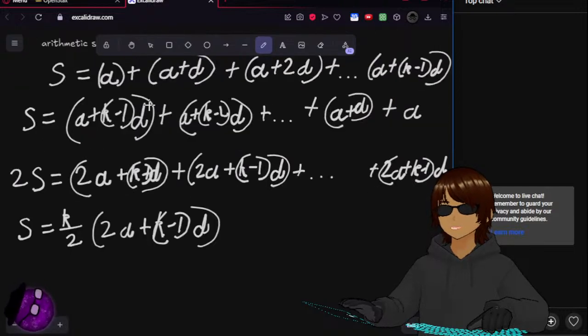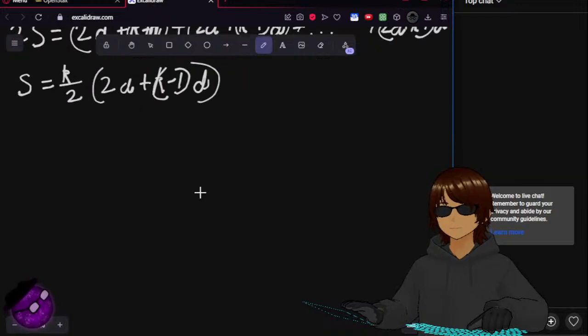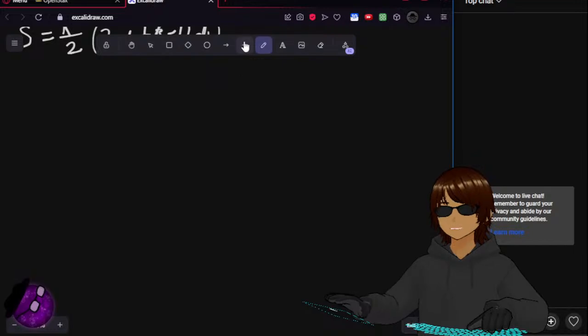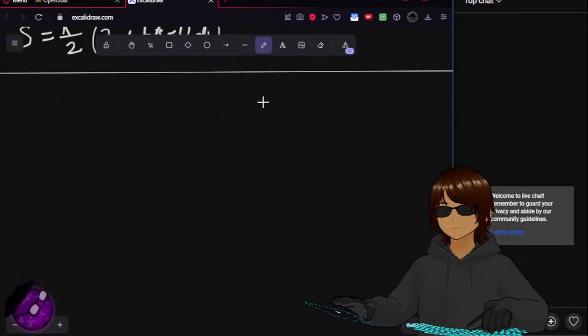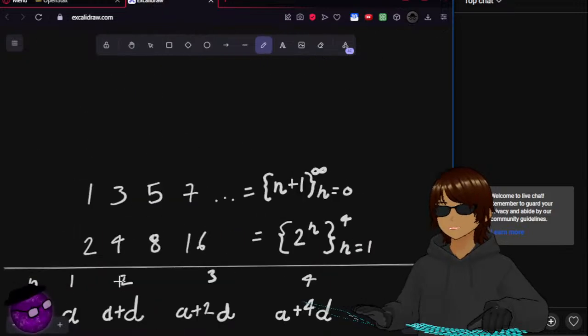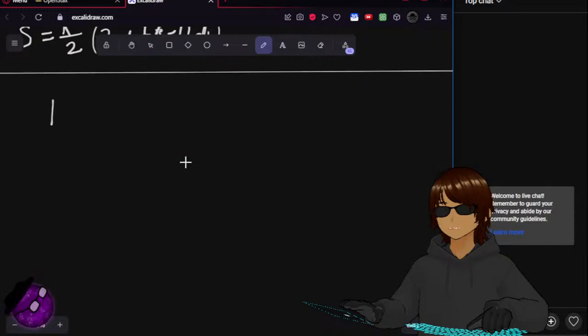Anyways, this is the sum of the arithmetic series: k over 2 times 2a plus k minus 1 d. And we have another sequence called geometric series. Let's start with the sequence first. So this is an example, 1 times, I think the second one was an example of geometric sequence where it's multiplying by a common number, by a constant ratio. So for example, I have 5, then times 2, and then times 2 again, then times 2 again, and so on.